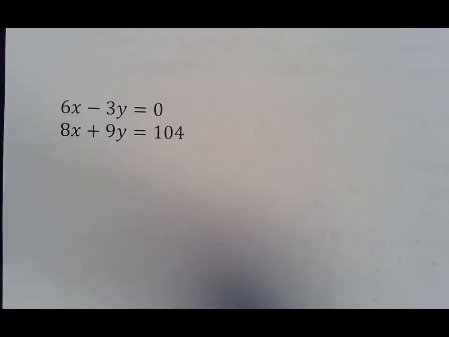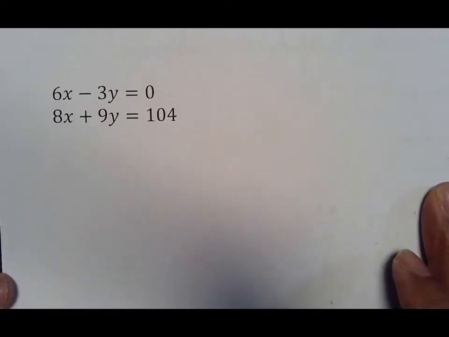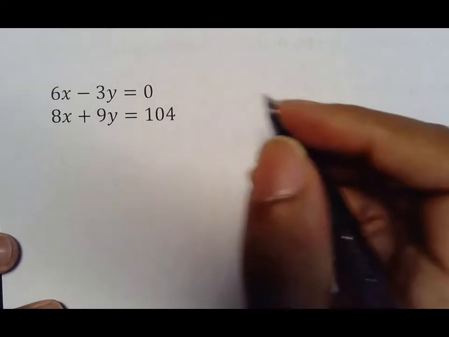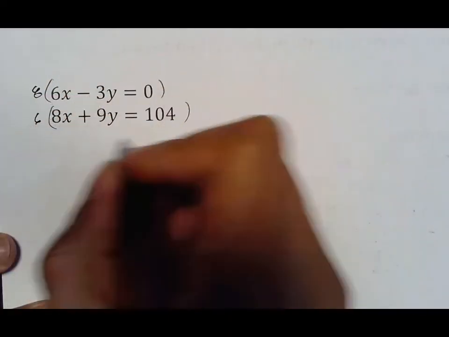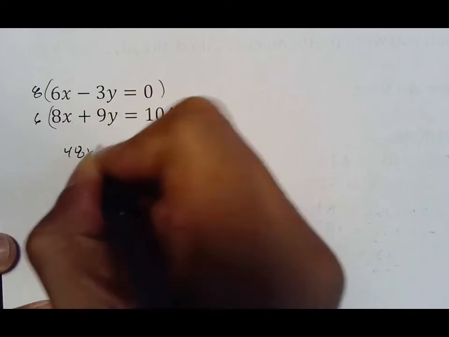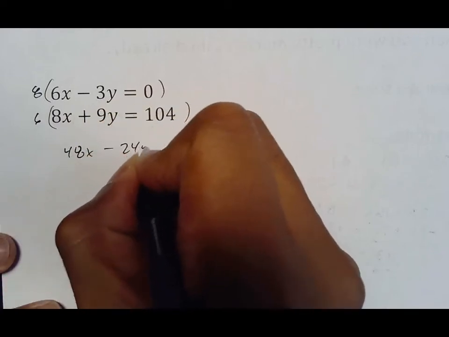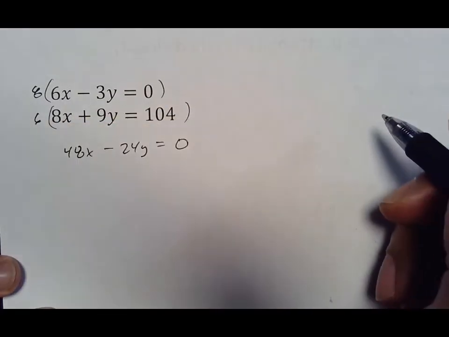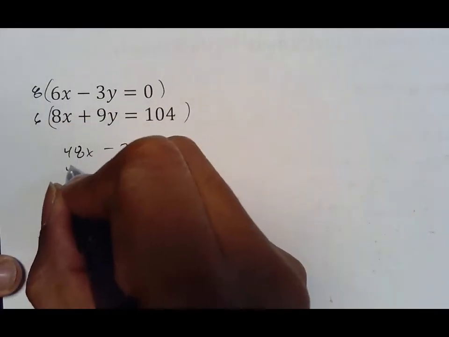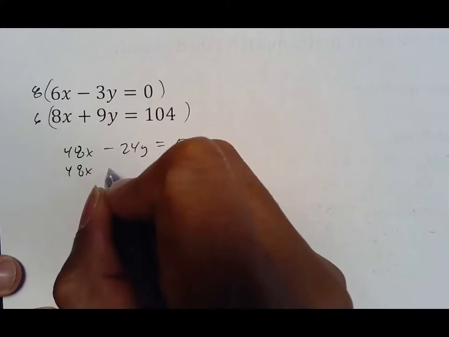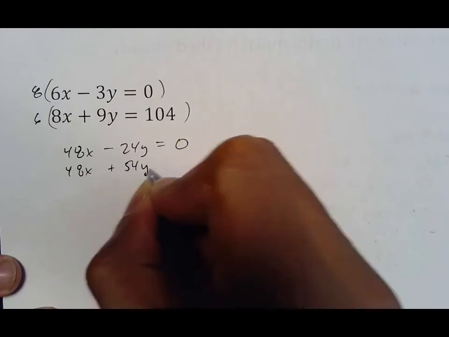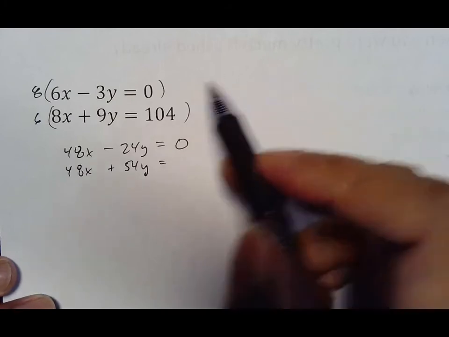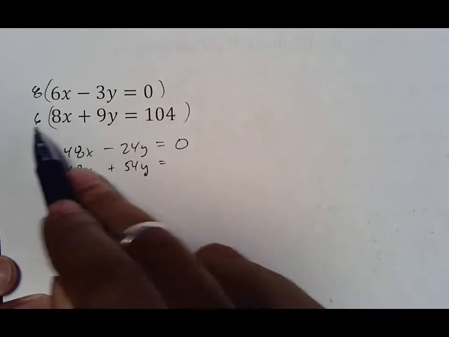People love seeing zeros on problems because it just throws everybody off, as if 0 does not exist and has never existed. But everybody has nothing at some point. Anyway, multiply by 8 here. Multiply by 6 here. 48x minus 24y equals 0 because 0 times anything is 0. Don't make that mistake and put 8. That would be 1 times 8. Then 48x plus 54y equals, wow, that is 24 because 6 times 4 is 24.